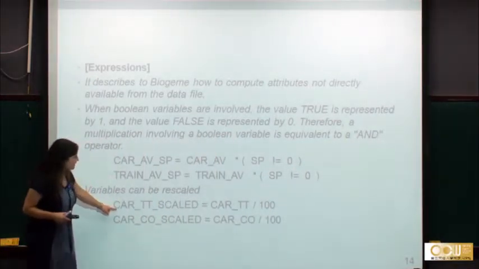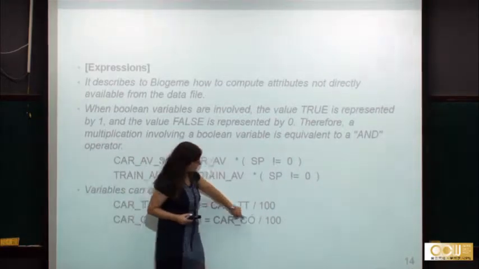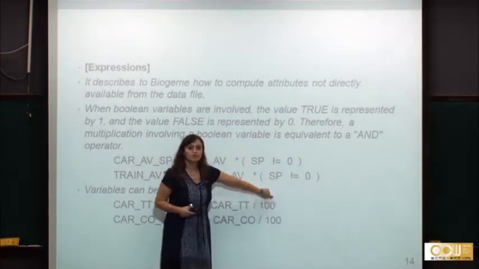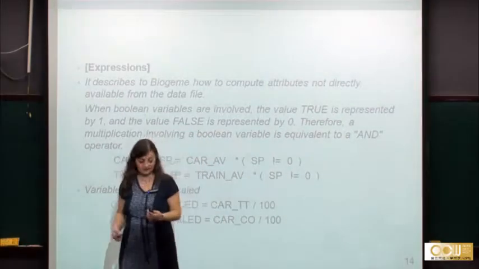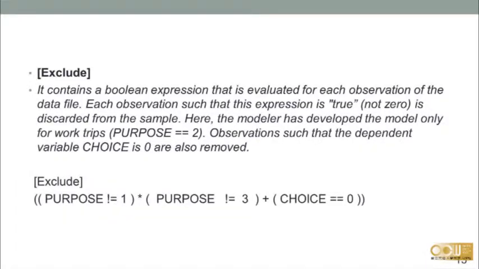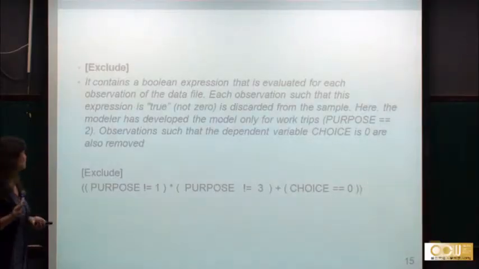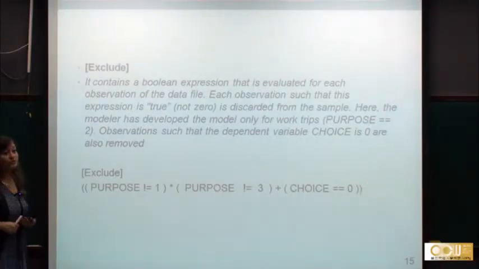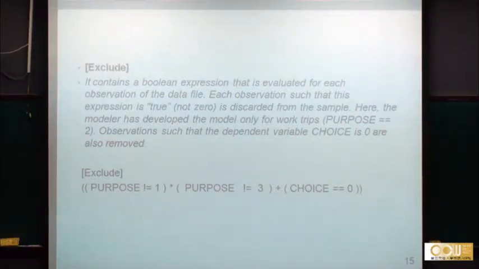Also, you see the scale is dividing car time and car cost by 100 for computational reasons. That's what it's doing. Exclude. This is very important. In each model you estimate, this exclude is important for two reasons. Exclude gives you the possibility to clean the data. For example, if you realize that some people did not declare their choice, you exclude them. Say exclude if choice is 0.